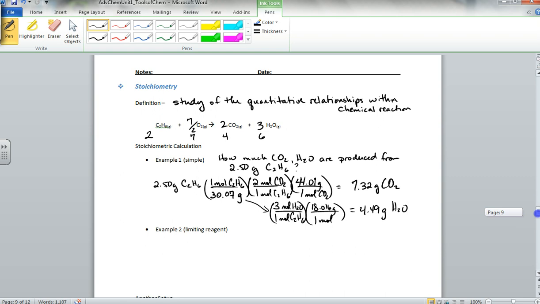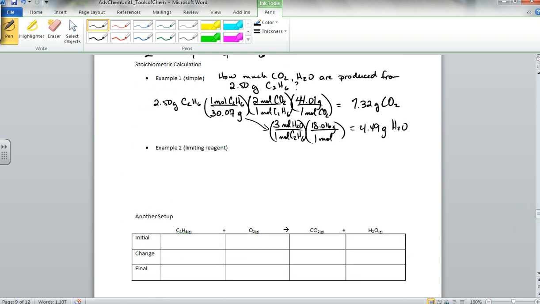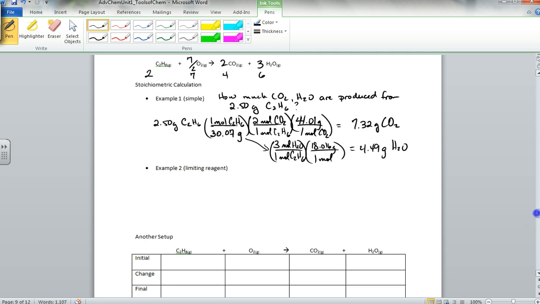Let's say that the problem was a little bit more complicated. Now, in the previous one, the simple problem, when they say how much carbon dioxide and water is being produced from 2.5 grams of ethane, what they are ignoring is the fact that you do have another reactant. You have oxygen. And if they do not mention oxygen, what they are assuming is that you have excess oxygen. Whenever you burn something, you usually assume you have excess of the oxygen. So if they don't mention the other reactant, we have plenty of it.